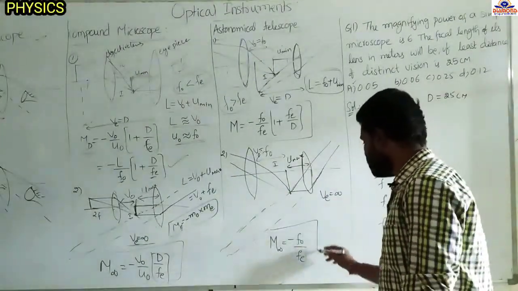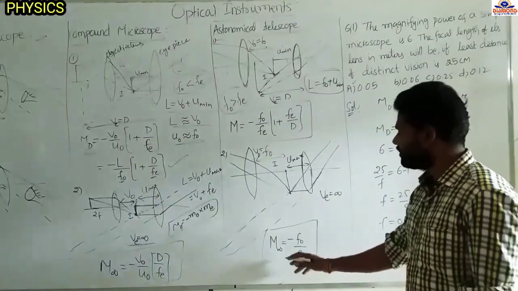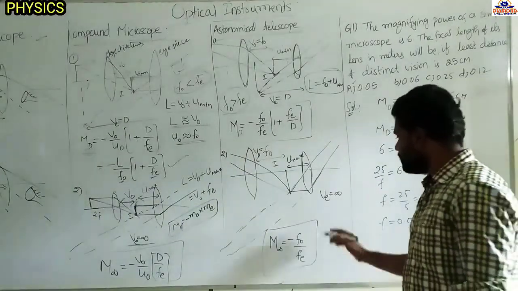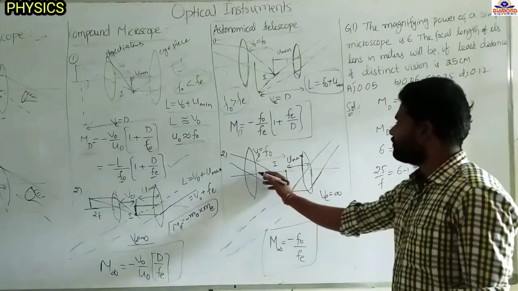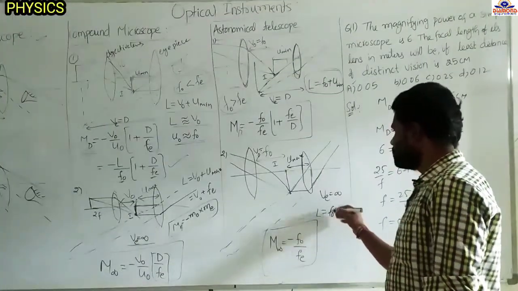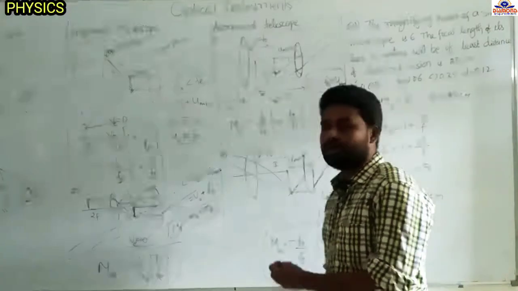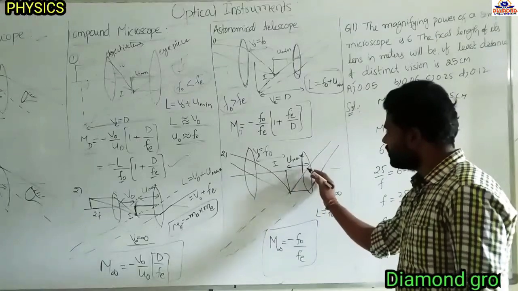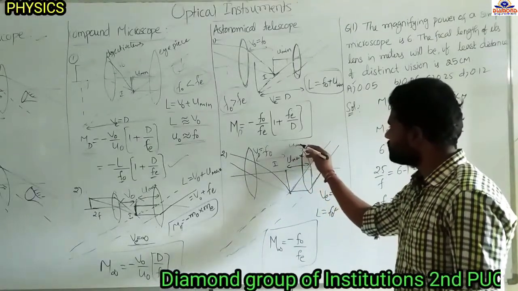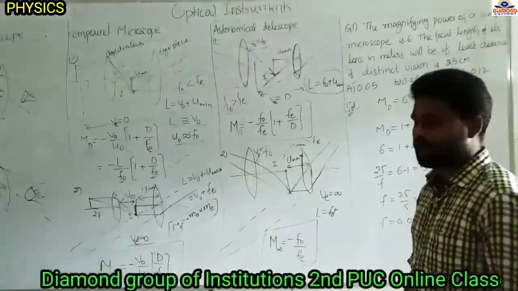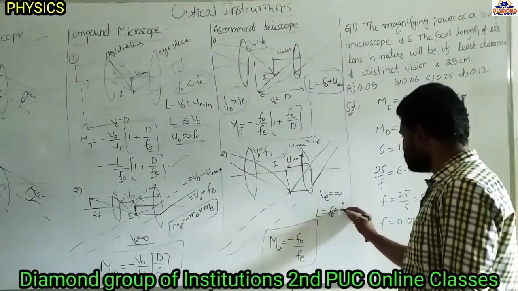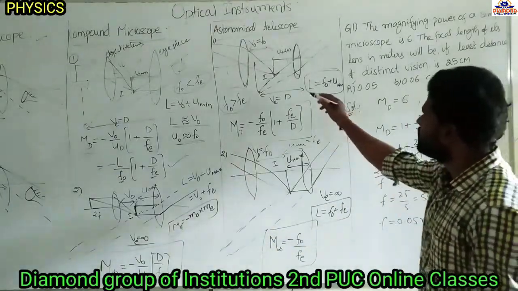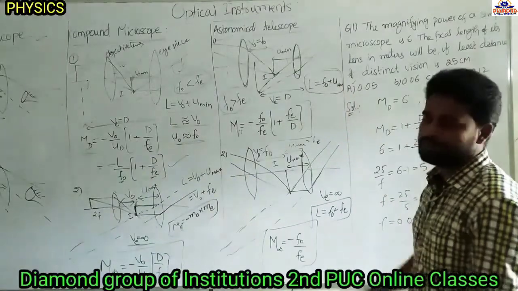In that case, the magnifying power of the telescope is m infinity equal to minus f naught by fe. Here the length of the tube, from here to here, is nothing but f naught plus u max. U max means we have to keep the object almost very close to the focus of this eyepiece. That means u max is almost equal to the focal length of the eyepiece. So the length of the tube is f naught plus fe. In the other case, the length of the tube is f naught plus u minimum.